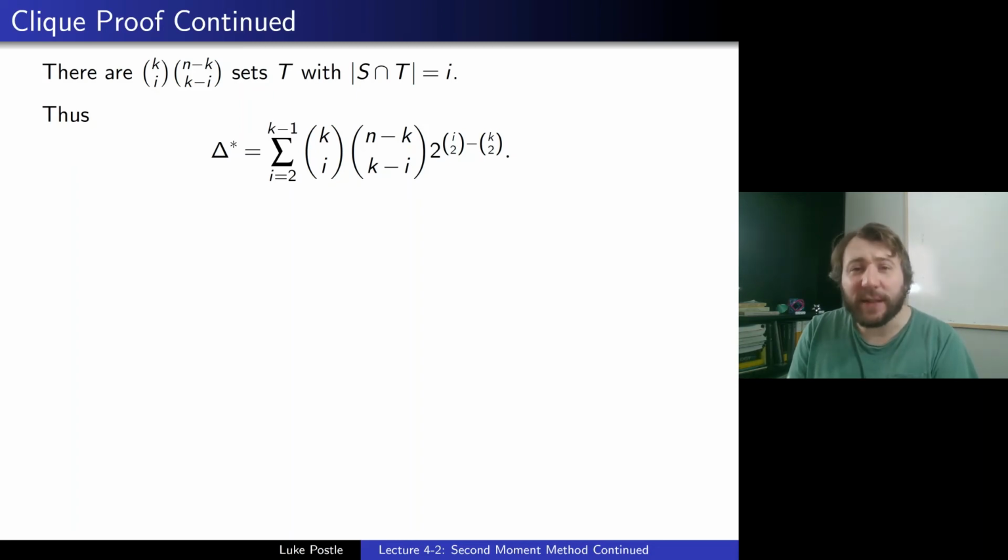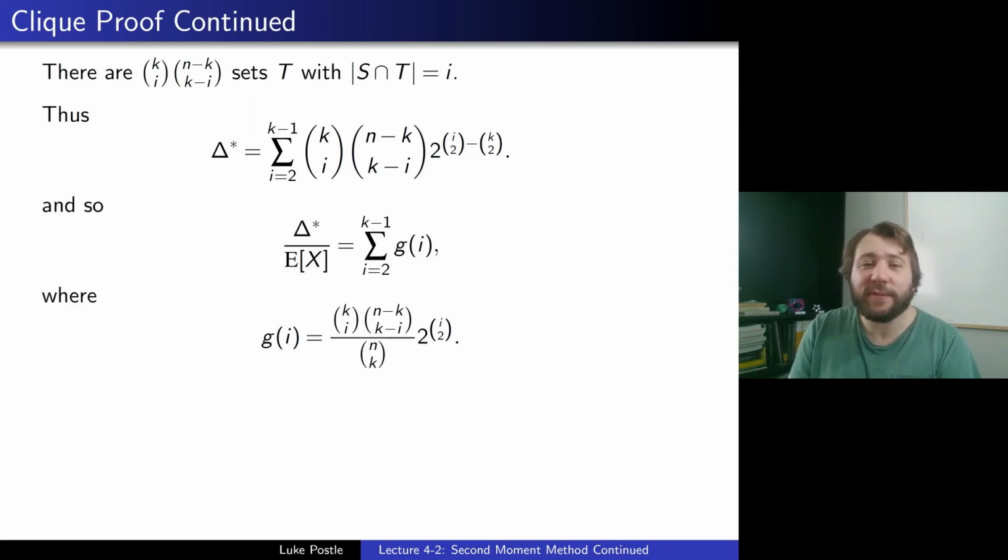Now that might look a bit daunting. Again, we want to show this is little o of the expectation. So how to do that? Well, let's divide by the expectation. And I claim then that when you divide through, you get that this is equal to the sum from I equals 2 to k minus 1 of g(I), where g(I) we will define to be (k choose I)(n minus k choose k minus I) divided by (n choose k), times 2 to the I choose 2. Because we'll be dividing by (n choose k) times 2 to the negative k choose 2, so those would cancel out, and you'll get this term.